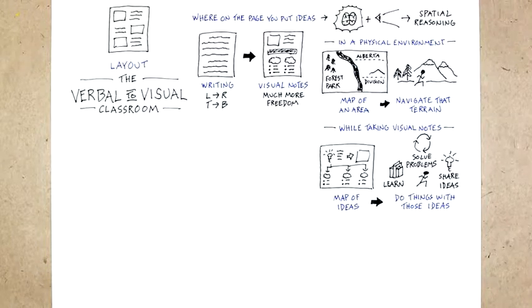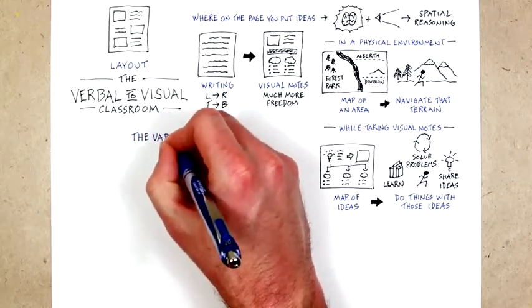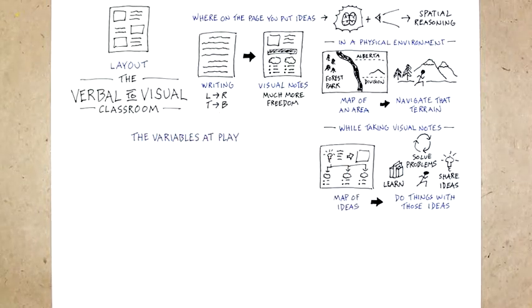Working with the layout piece of a map of a physical location is a little bit more straightforward than putting together a map of ideas, because in the first case, you have a physical reality to compare your map against. In the more abstract world of ideas, within which our visual notes live, layout isn't quite as objective. Here are some important variables at play as we think about layout in this world of visual note-taking.